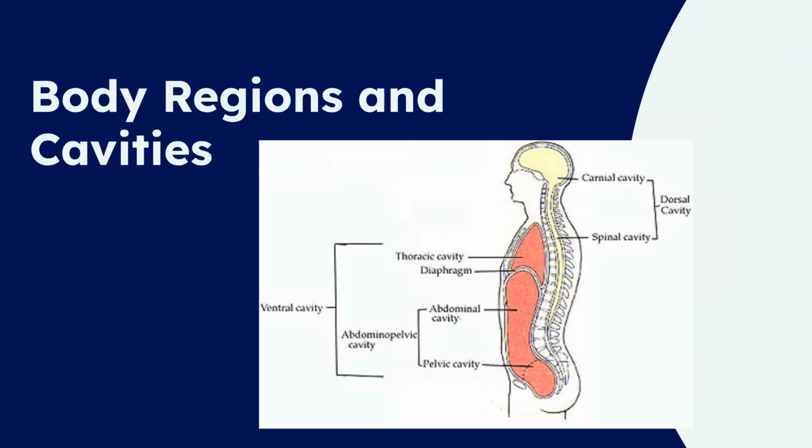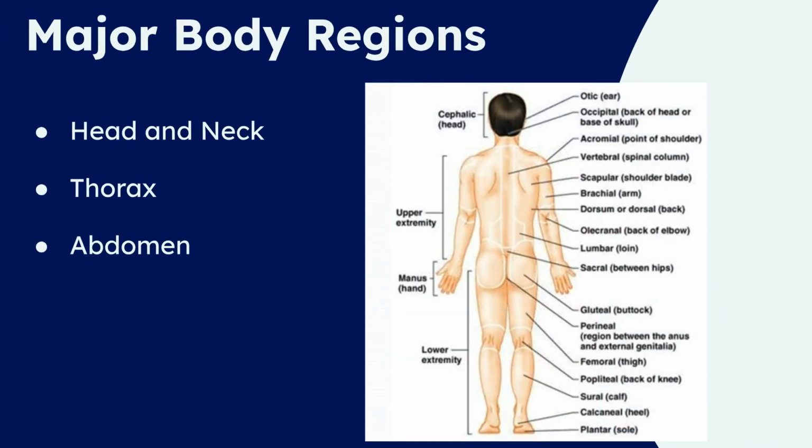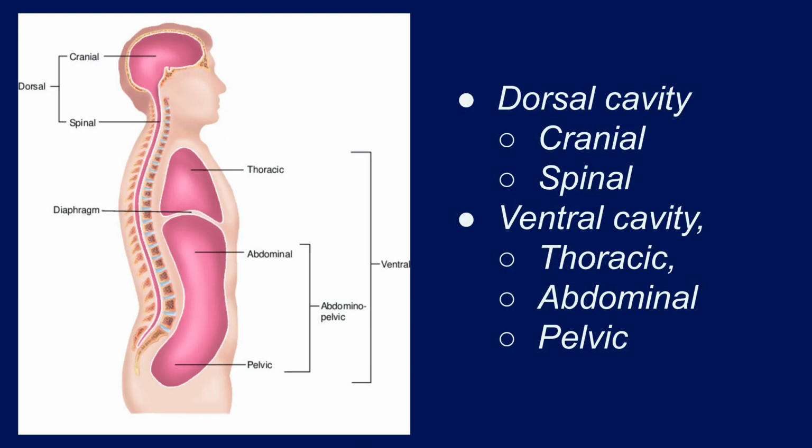Finally, we classify the body into major regions and cavities, which house and protect internal organs. Major body regions include the head, neck, thorax, abdomen, and pelvic areas. Each region is further subdivided for more detail. The main body cavities are the dorsal cavity, containing the cranial and spinal cavities, and the ventral cavity, including the thoracic, abdominal, and pelvic cavities.